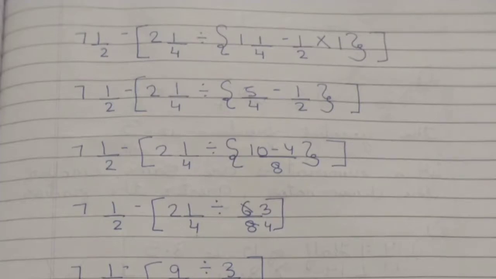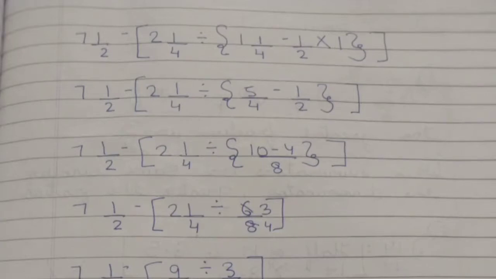So our next step will be 7 1 by 2 minus in the bracket 2 1 by 4 divided by 6 by 8. Now we can cut short 6 by 8, right? 2 3s are 6, 2 4s are 8.